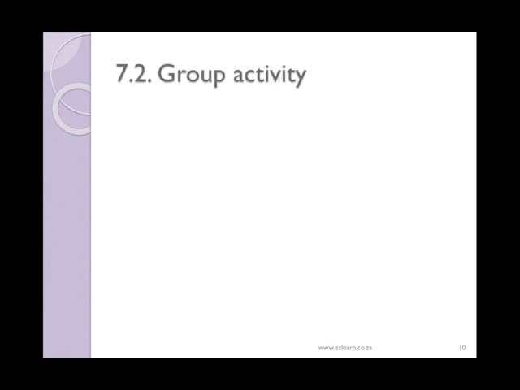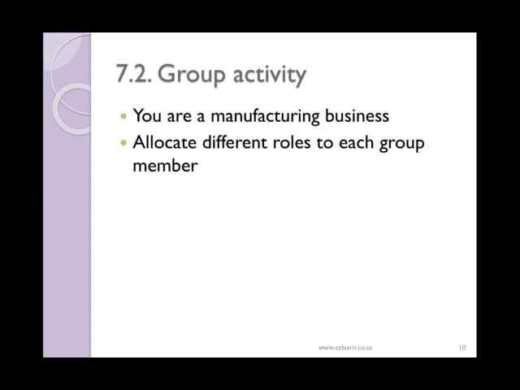You can now try and do 7.2 group activity. Spend a lesson tracking the costs of any business that you decide to do. Imagine that you are a manufacturing business. Remember to allocate different roles to each group member. In other words, division of labor will help you to produce your item faster. You need to track your costs.